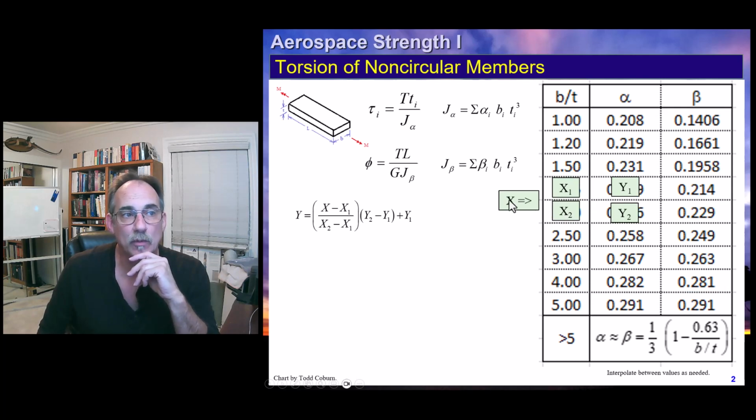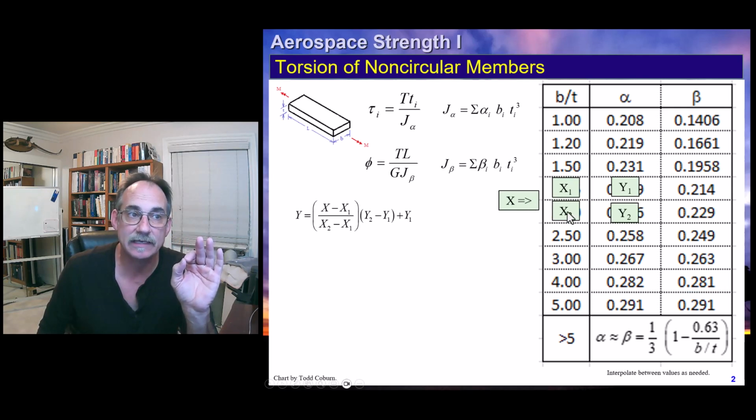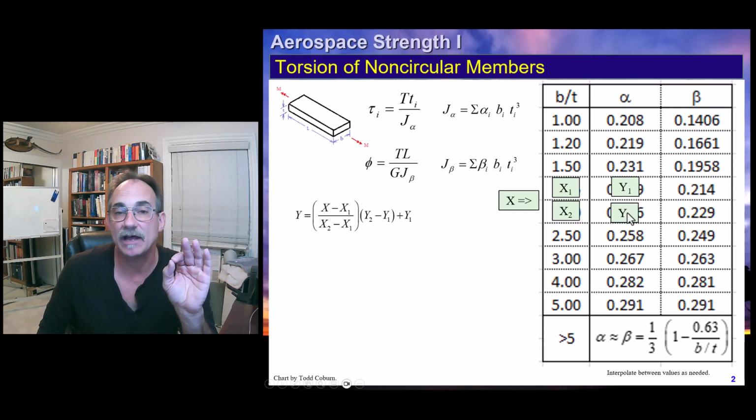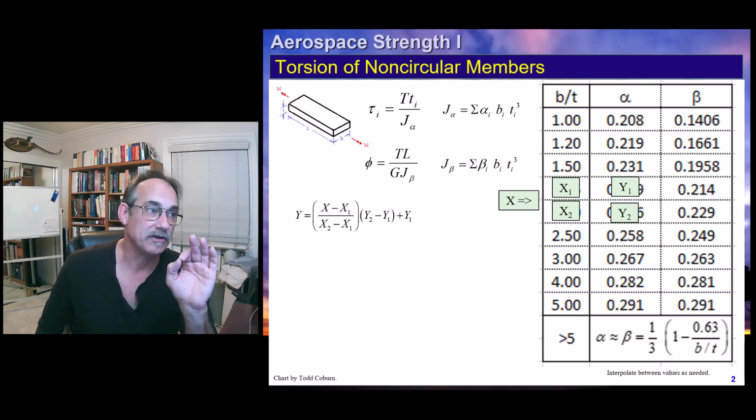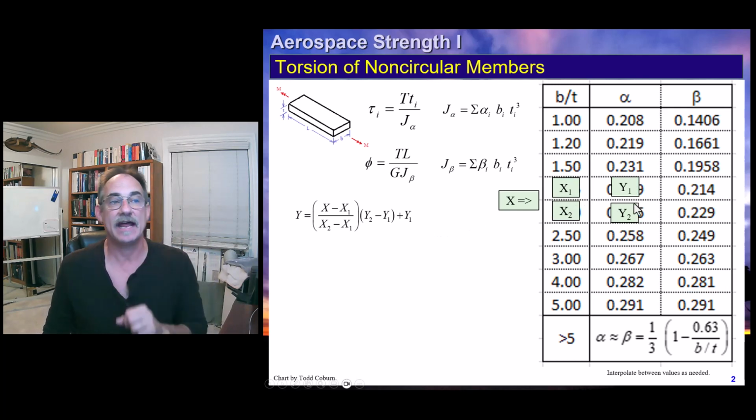What we're going to do is get the relative position of this value we need relative to the two values nearest and the corresponding values of the thing we're interpolating for. The basic interpolation formula, if we're looking for the value of y that falls between these two values, would be x minus x1, divided by x2 minus x1, times y2 minus y1, plus y1. That's how we interpolate for that value.